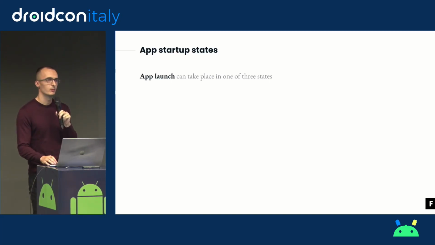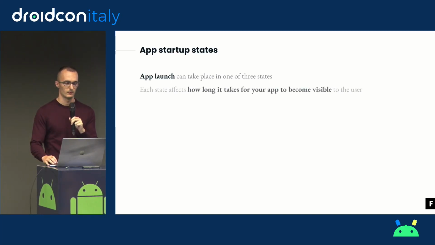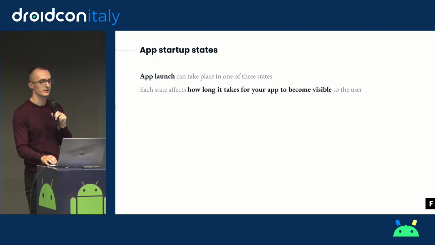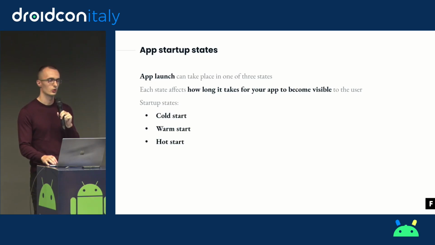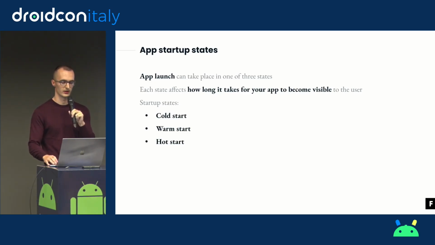App launch can take place in one of three states. Each state affects how long it takes for your app to become visible to the user. These startup states are cold start, warm start, and hot start. So let's briefly take a look into each of them.